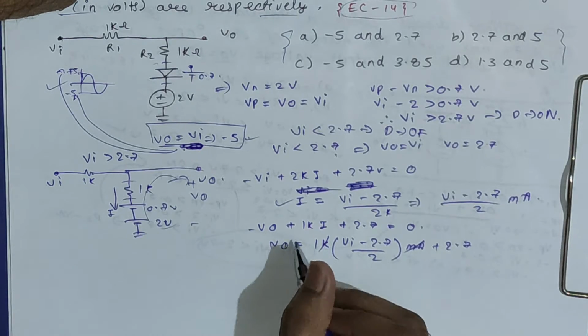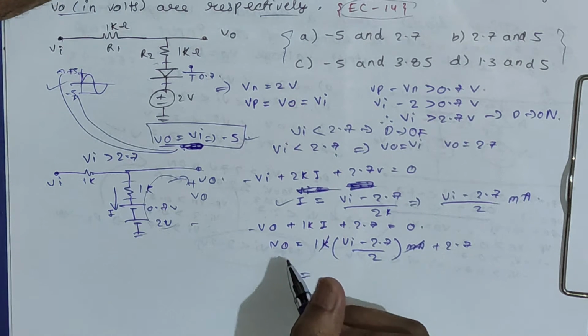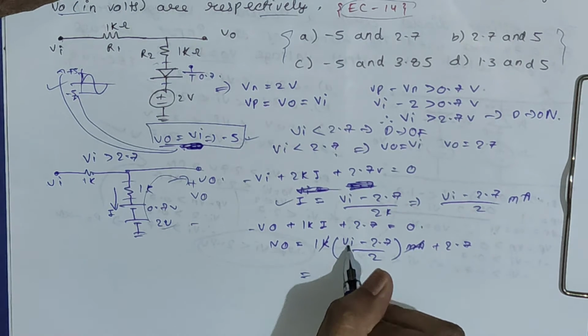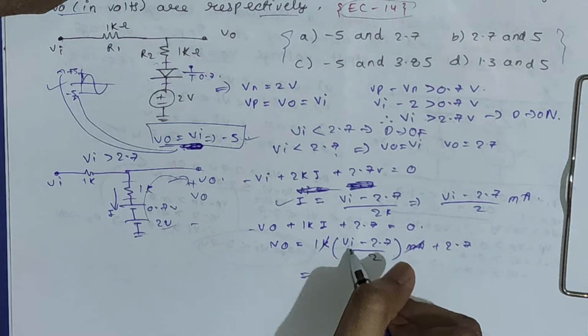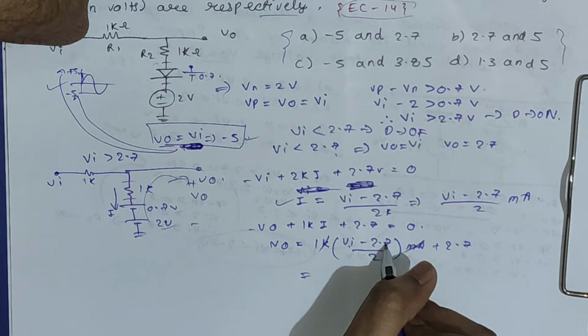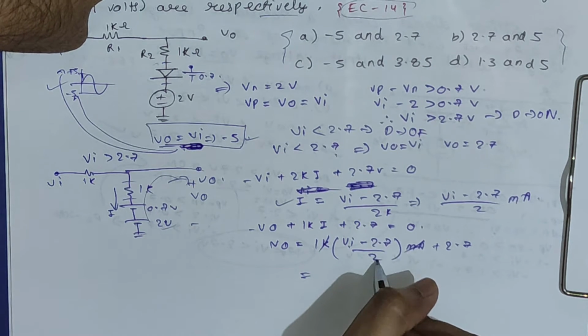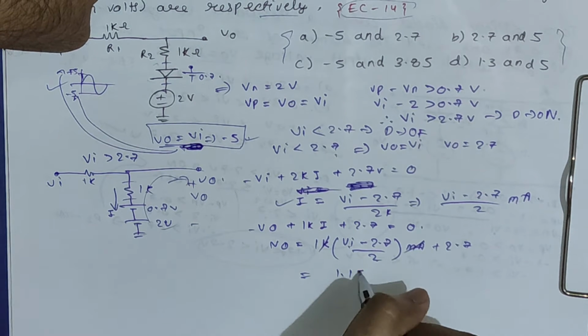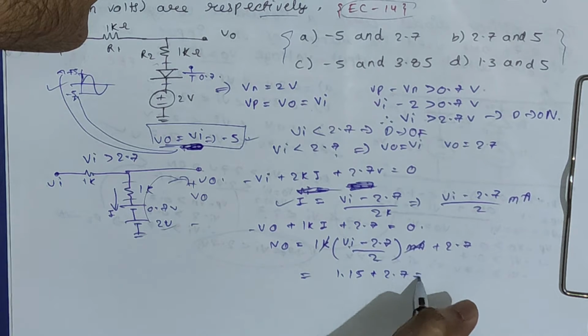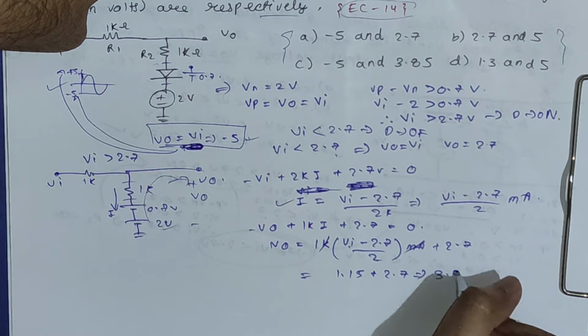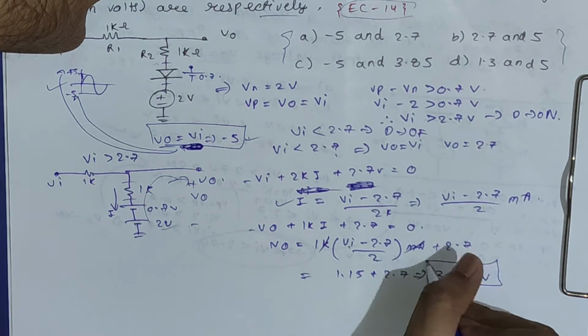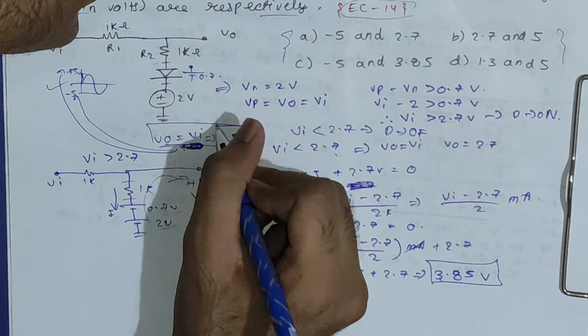Now since we want the maximum value of output voltage, we will put the maximum value of input voltage here. So 5 minus 2.7 is nothing but 2.3. 2.3 by 2 is 1.15, right? So 1.15 plus 2.7, if we add up, we get 3.85 volt. So this is the maximum voltage and the minimum voltage is minus 5 volt.